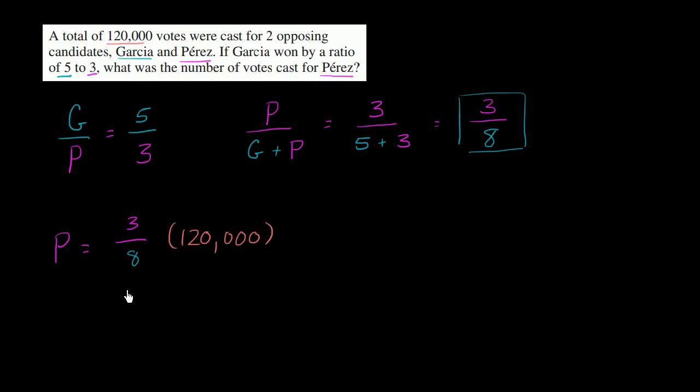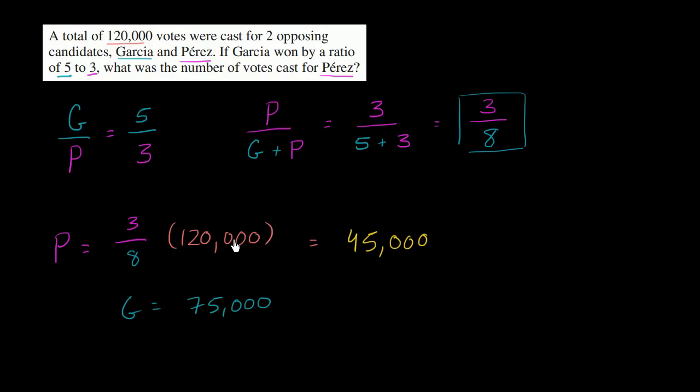And what's that going to be? 120,000 divided by 8 is 15,000 times 3, which is 45,000. So Perez got 45,000 votes, which is what they wanted us to figure out. But we could keep going. We could say, well, how many did Garcia get? Well, he got the remainder of those votes. So he got the other, if we wanted to go further, Garcia got the remainder, the 75,000 votes.